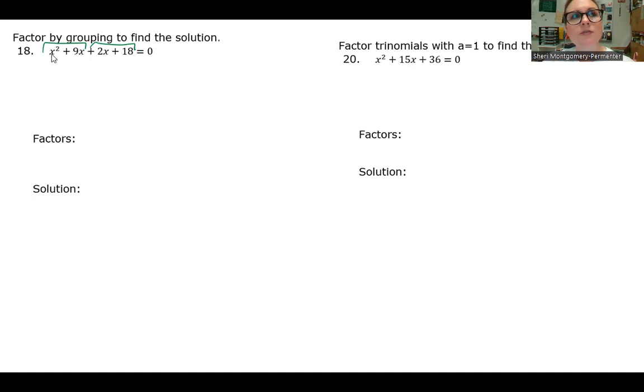What's my GCF for this first group? I have a 1 and a 9, nothing in common there, but they do both have an x, so I can pull out that x. And when you factor by grouping, you take that and you rewrite it in the front. I would like for you to show me what I'm writing.